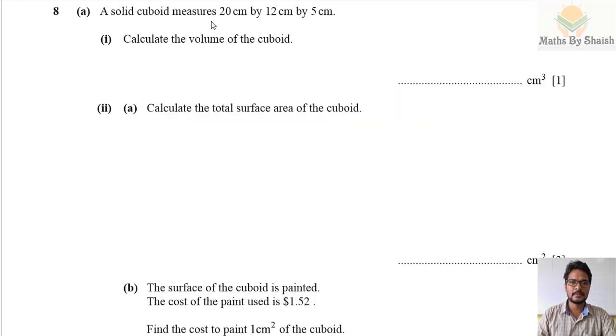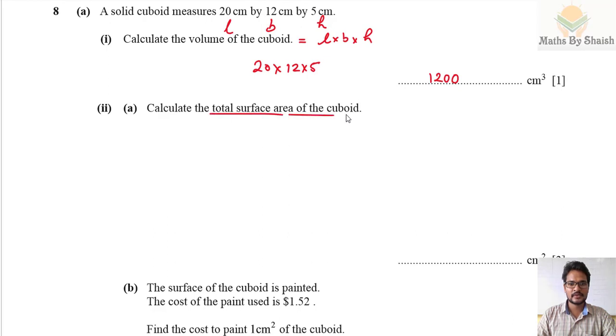A solid cuboid measures 20 centimeters by 12 centimeters by 5 centimeters. So these are their parameters, that is L, B, H. So we can mark it as L, B, and H. Calculate the volume of the cuboid. Volume of the cuboid is L times B times H, that is 20 times 12 times 5. 12 5s are 60, 60 times 2 is 120, so it is going to be 1200 centimeter cube.